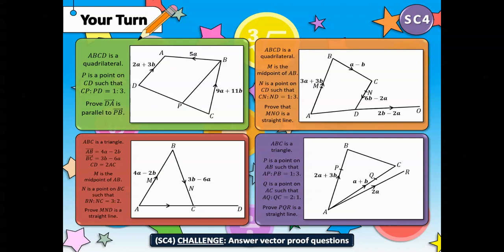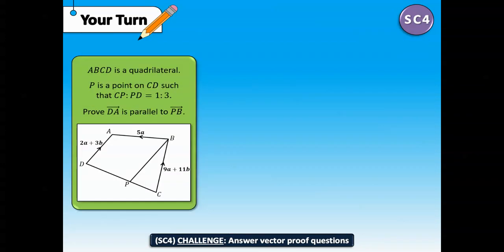Here are your answers. So for the green question, we want to prove DA is parallel to PB. CP is 1/4 of CD, and PD is 3/4 of CD. So DA is 2a plus 3b.